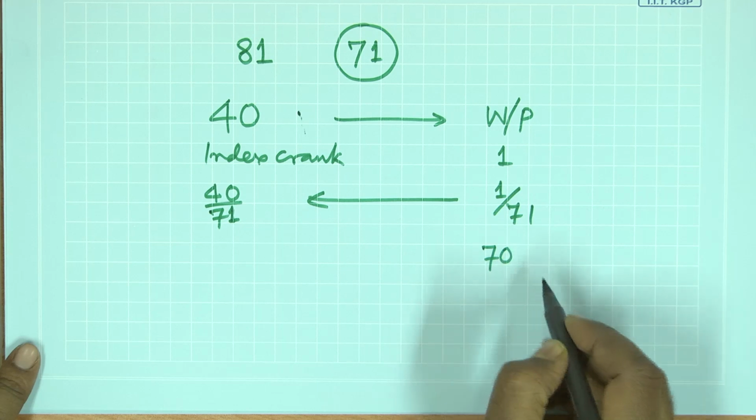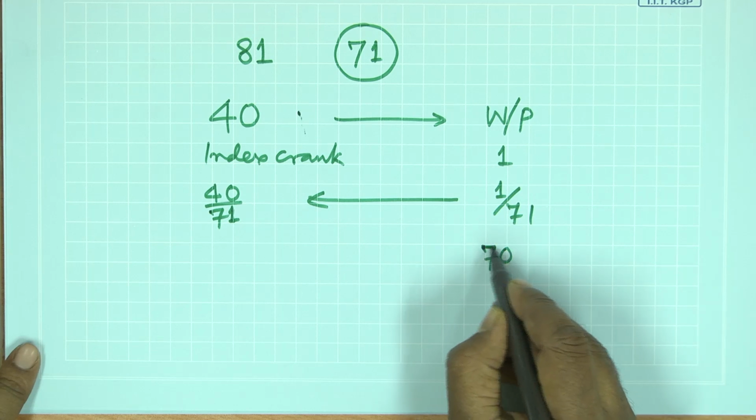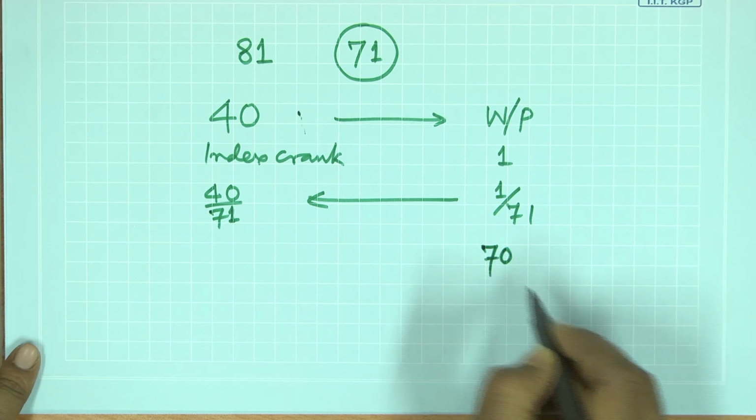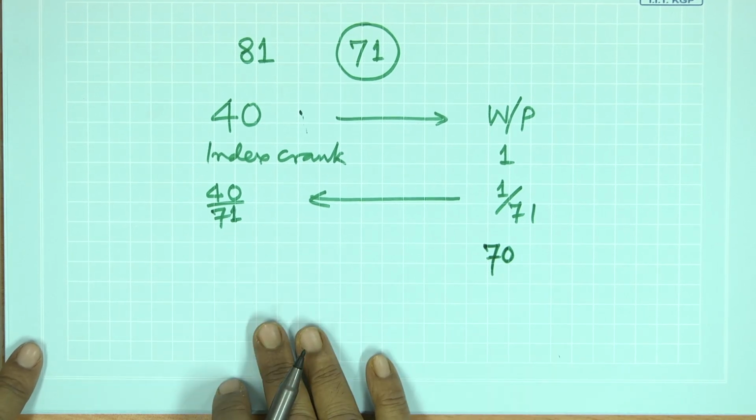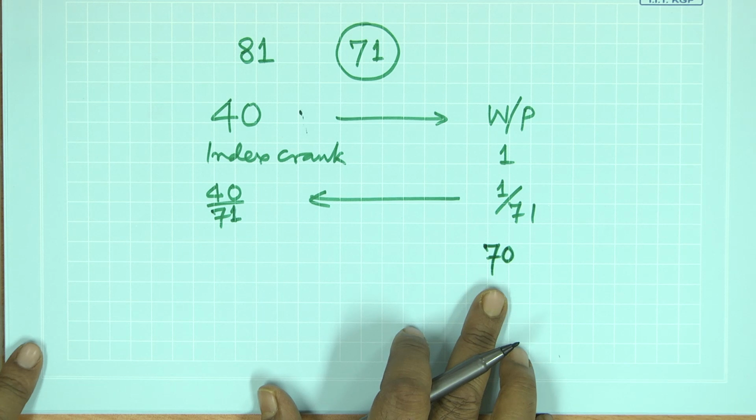So, suppose you find okay, a 70 hole circle is there. I do not know whether we have done this same problem or not in our discussions, but this is an example of differential indexing. So, suppose you find that a 70 hole circle is there.